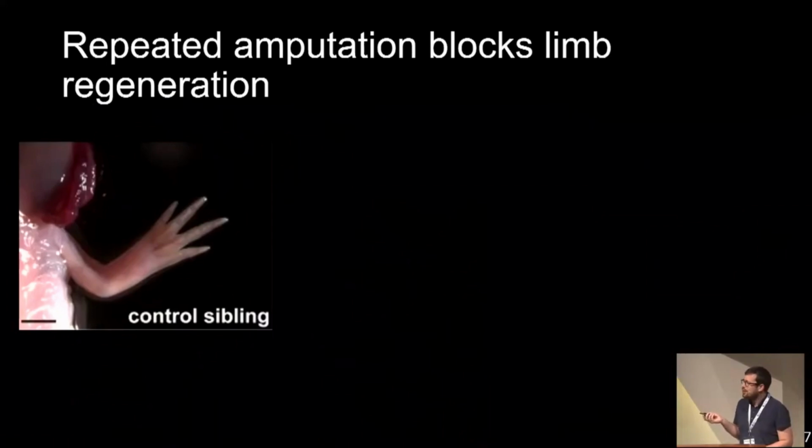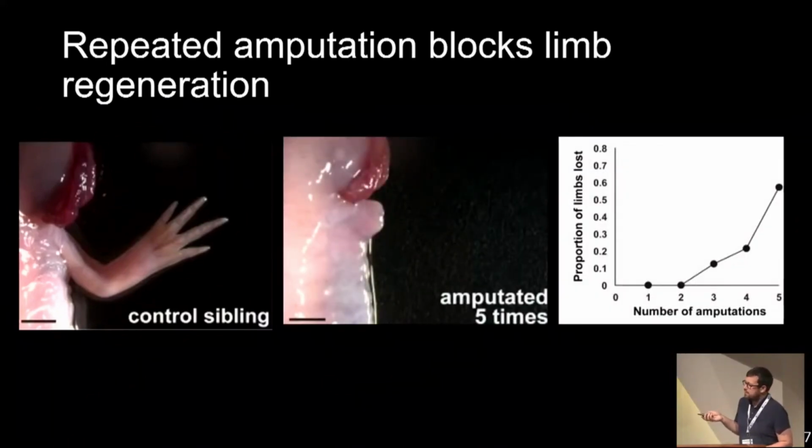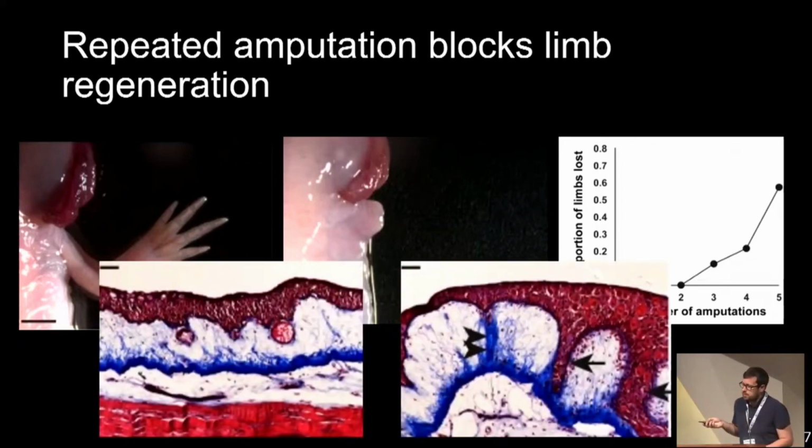But can they scar? And the answer is kind of, actually. So if you take an axolotl and you repeatedly amputate it, eventually it stops regenerating. And you can see here it just has a stump. Over the course of several amputations, the chances of this happening increases. So if you take a look at the tissue sections as well, in a control animal on the left, you see that there's an organized skin layers with collagen in blue here. And then if you look at one that's received multiple amputations, you see that this organization is lost, and you see excessive collagen deposition, which is kind of scar-like.